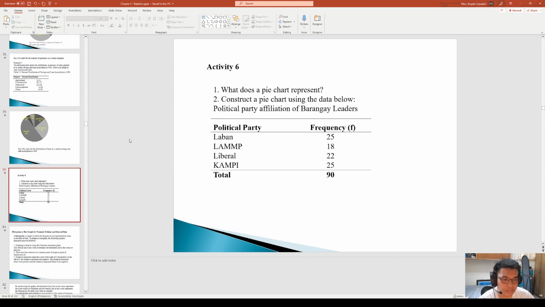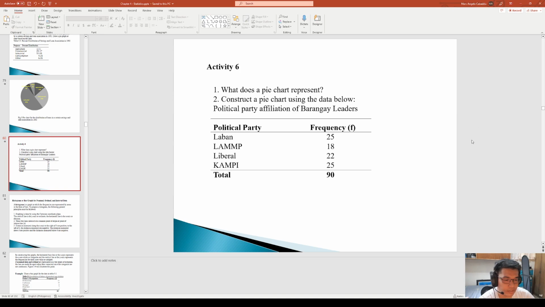So we have an example here, or an activity, for you to do in your free time. What does a pie chart represent? You construct a pie chart using this frequency distribution table for nominal data. It's very easy. You just have to create a circle and divide the circle into parts, and the slices will depend on the frequency of each category over the total frequency.